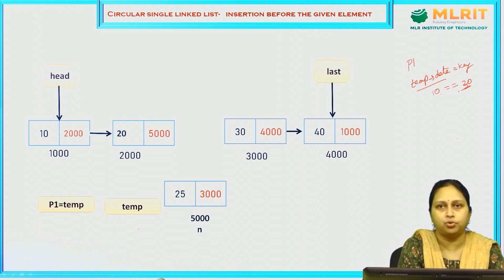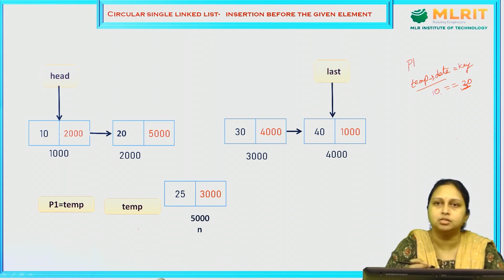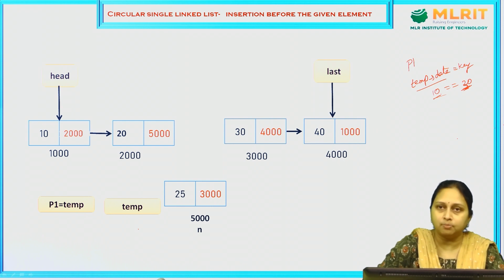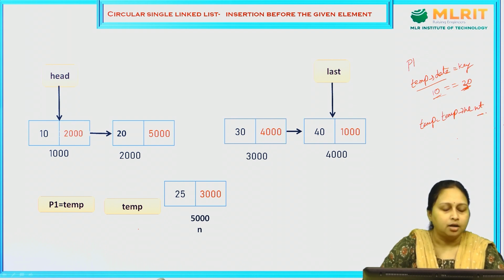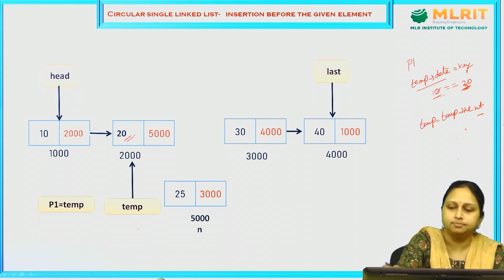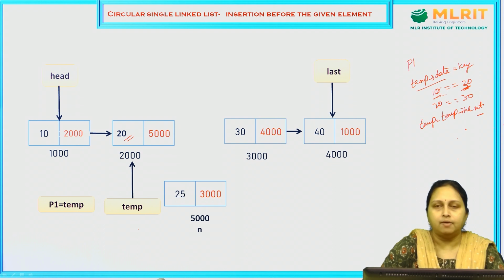Before that element I want to insert, right? That's why I am taking the key value as 30. Before 30 I need to insert the new node. Now 10 is not equal to 30, so we are moving our temp to the next location. That means we write the statement temp equal to temp arrow next. Now again you check your temp arrow data value. Now it is 20. Is 20 equal to 30? Again no. Now again move your temp to the next location.